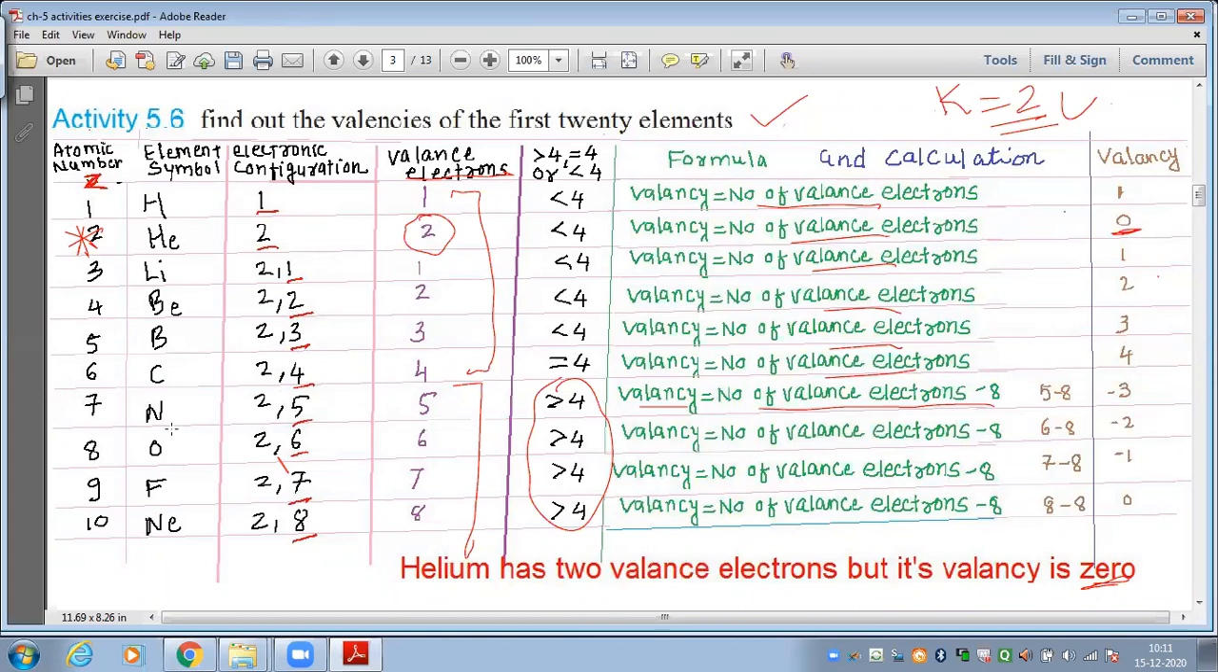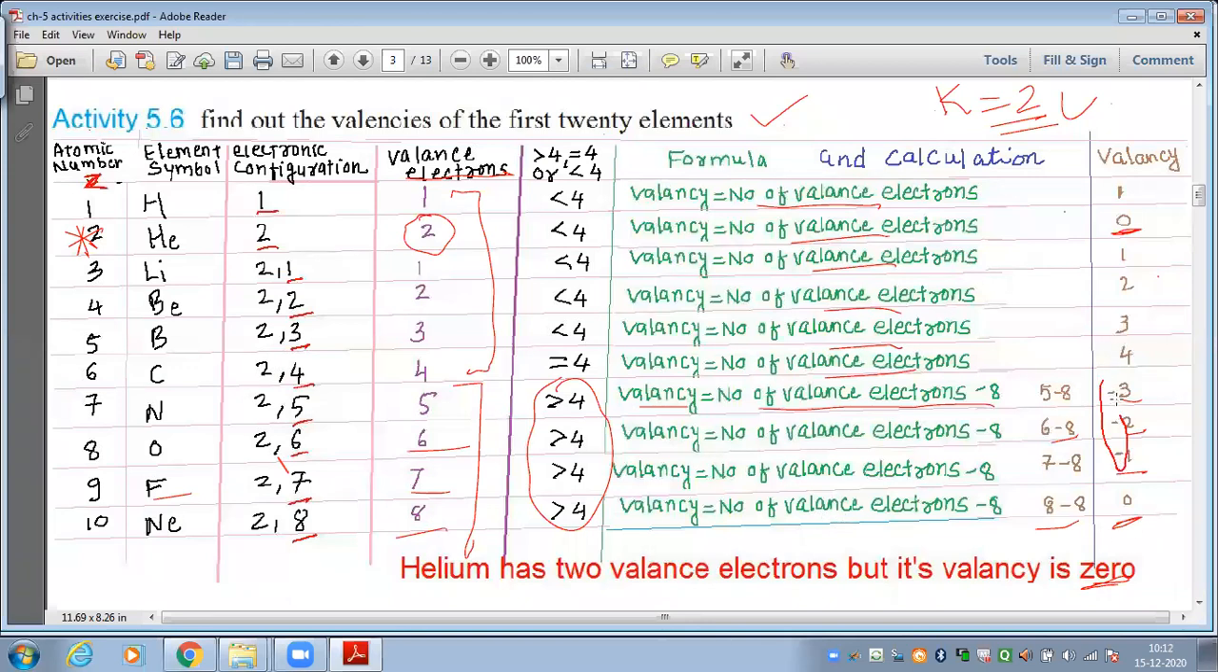Now when it comes to nitrogen, oxygen, fluorine, and neon: nitrogen has 5 valence electrons, so the valency is minus 3. Oxygen has 6 electrons, so 6 minus 8 is minus 2. Fluorine has 7, so it is minus 1. And neon has 8 electrons, so 8 minus 8 becomes 0, because it is an inert gas, and all the inert gases have valency equal to 0.